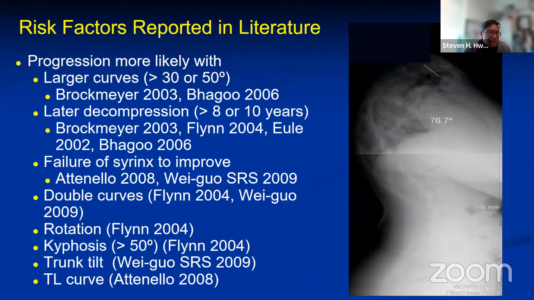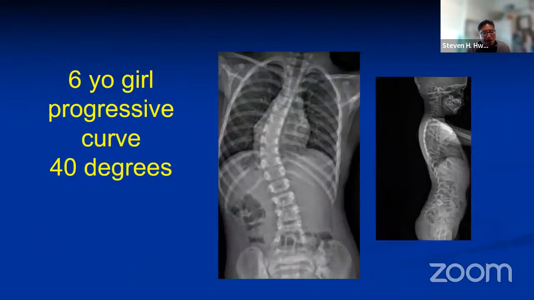Some will say this, if the syrinx isn't better, or maybe you didn't adequately decompress it, so it didn't get better. And some curve patterns have been associated with it as well. But really, the larger the curve and the older the patient, if you intervene and treat the Chiari, the curve is not as likely to improve or stabilize.